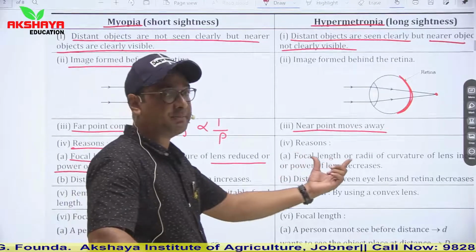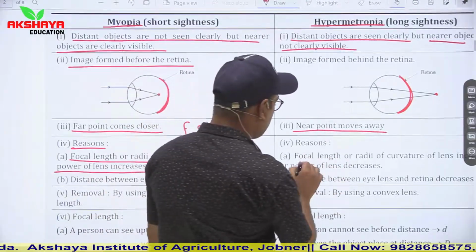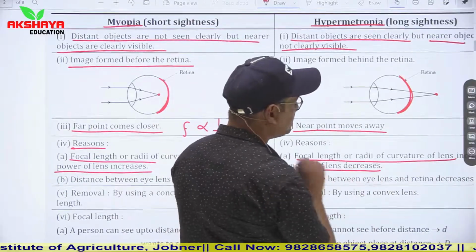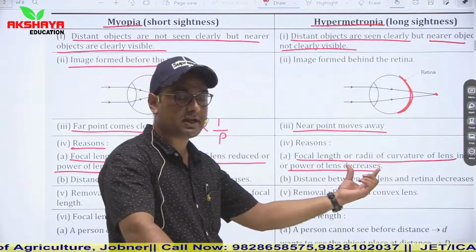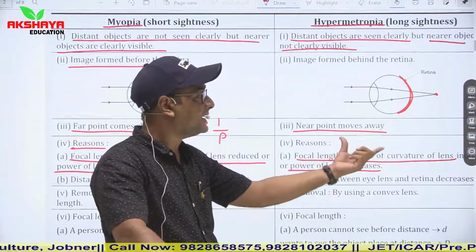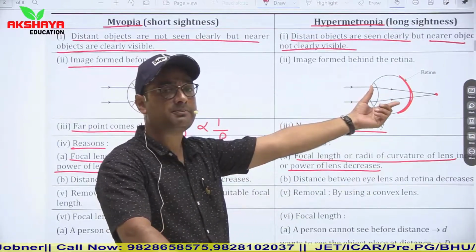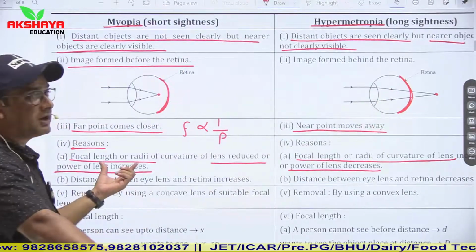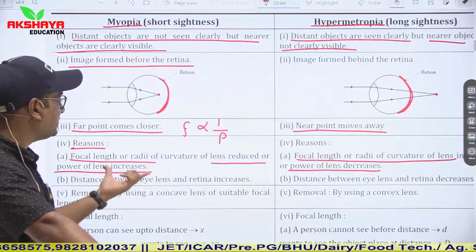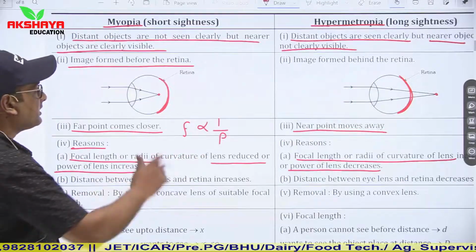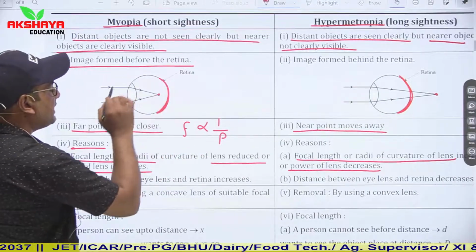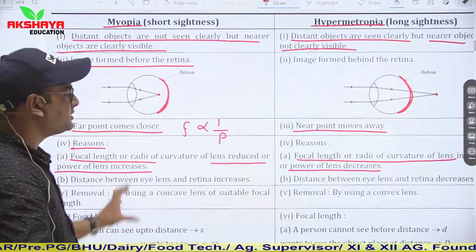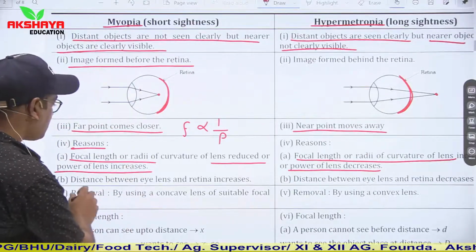And in case of hypermetropia, the focal length or radius of curvature increases or the power of the lens decreases. So here power decreases, hence focal length increases, hence the rays meet at a point after the retina. And in myopia the focal length decreases, hence power increases, which causes intersection, or we can say the light coincides at a point just before the retina. So this is the particular reason.